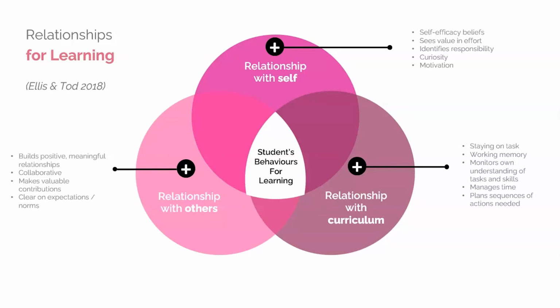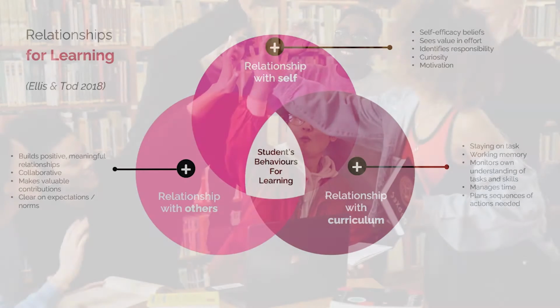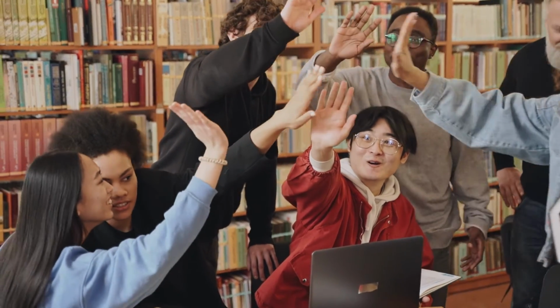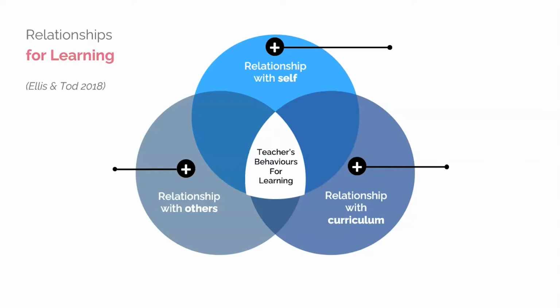Relationships with others could include how well the student builds positive, meaningful relationships, how well they collaborate with others and can make valuable contributions, and how clear they are on the expectations and norms of the group, the lesson, and the college. Relationships for learning do not only concern the students. As teachers, our own relationships to learning are also critical. For us, our relationship with self might include our own self-efficacy, our self-worth, resilience, and confidence.